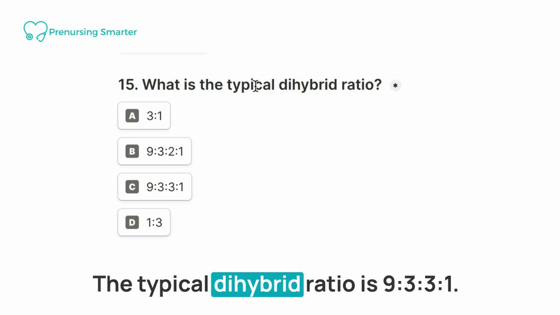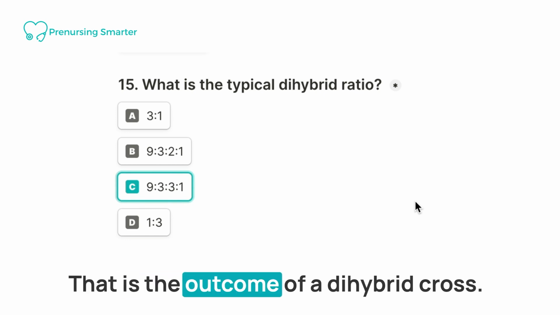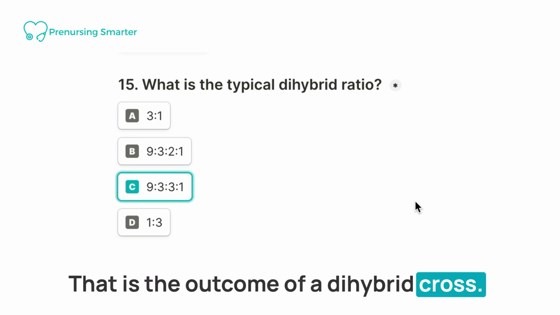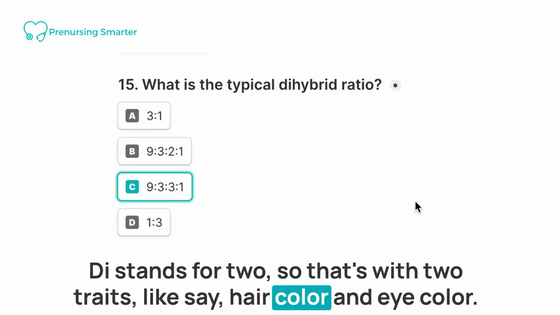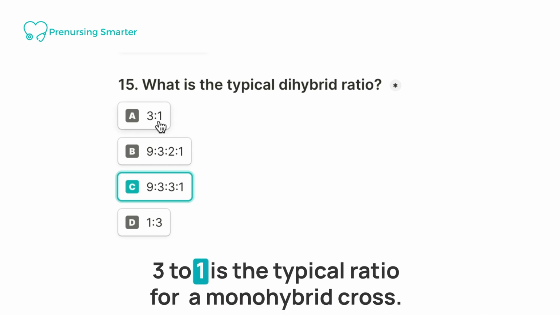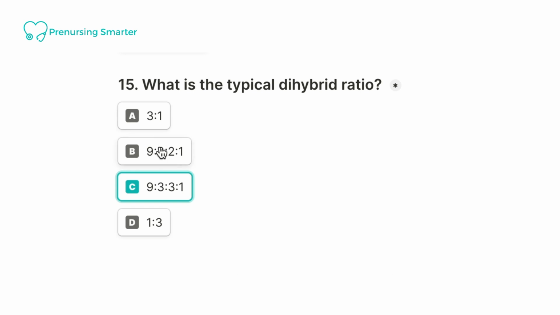The typical dihybrid ratio is 9:3:3:1. That is the outcome of a dihybrid cross. Di stands for 2, so that's with 2 traits, like say hair color and eye color. 3:1 is the typical ratio for the monohybrid cross, so that would just be, say, hair color.